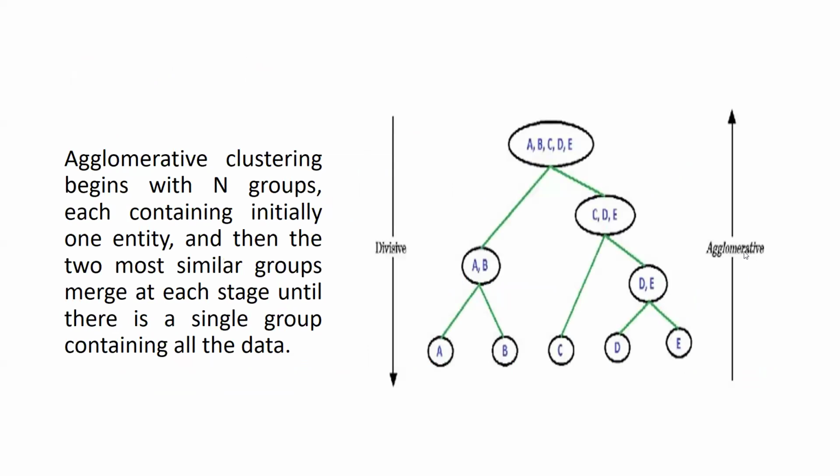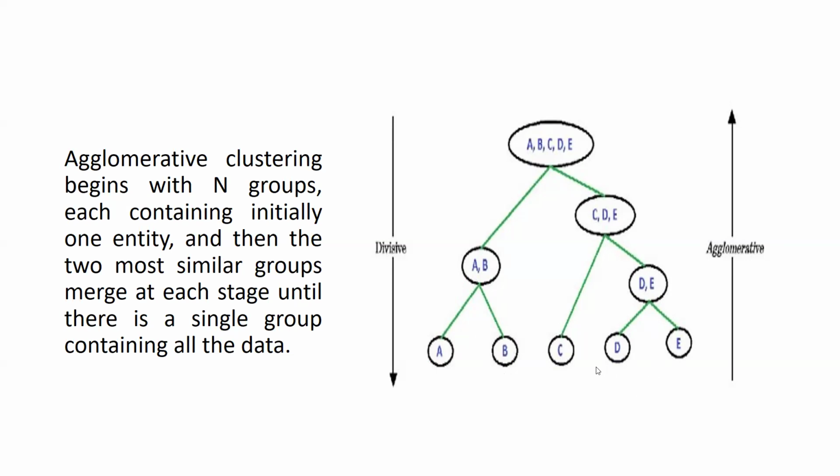This is the figure you can see, the common figure. Here you will see the top-down approach that we call divisive, and the bottom-up approach that is agglomerative. You can see that we are converting into one single cluster, and here one single cluster we are splitting into similar kinds of subgroups.